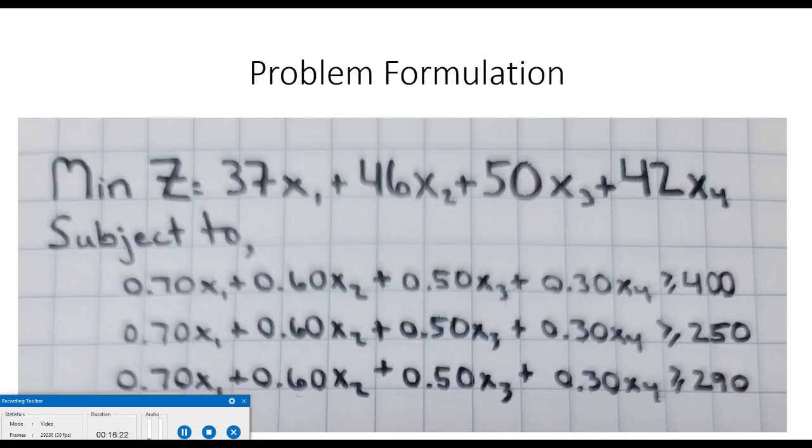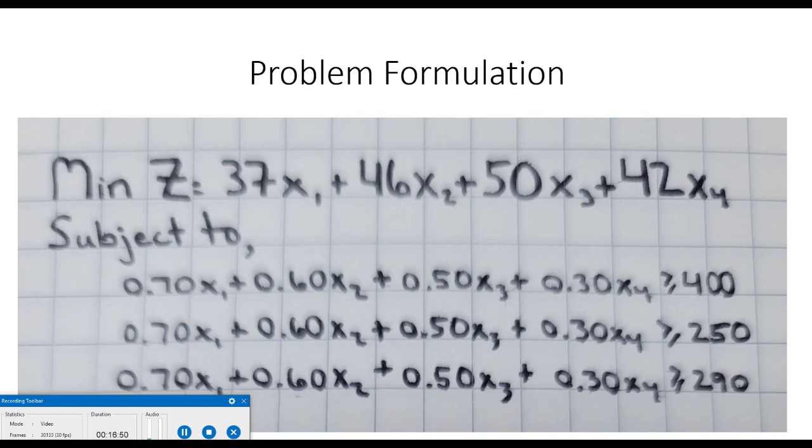However, the next one, 0.70x1, our constraint number 1, plus 0.6x2 plus 0.5x3 plus 0.3x4, greater than or equal to 400. This is where, and it's identical for each of the next 3 constraints, what we are doing is taking the amount of ore given to us for each, and then adding them together, we have to get to what is required of us at each point.